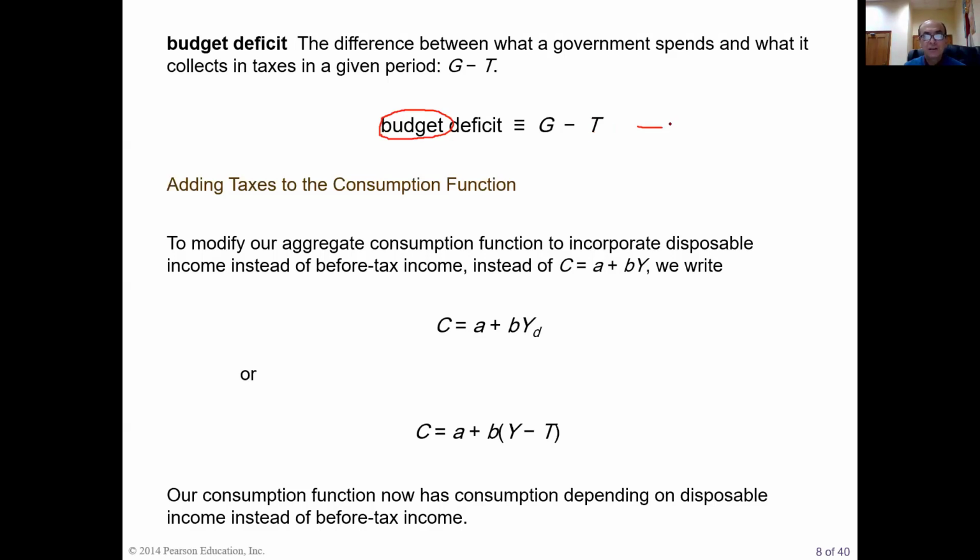If G minus T is positive, in this case we can expect the total revenue to be more than total expenditure, and we can say we have a surplus in the government budget. Right now we can add what's called the government expenditure or government sector to our economy.